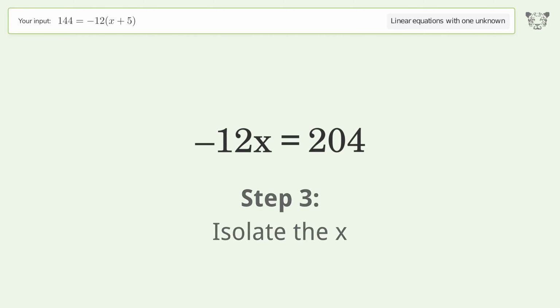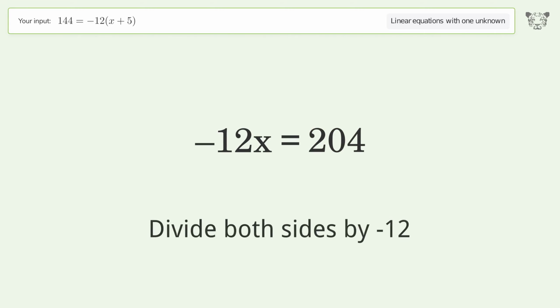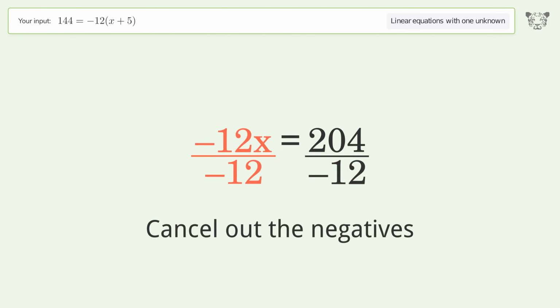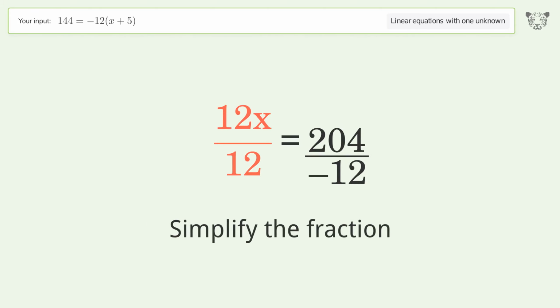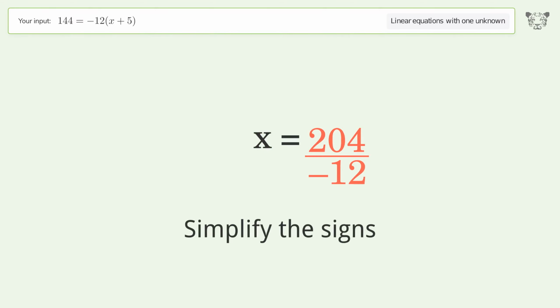Isolate the x. Divide both sides by -12. Cancel out the negatives. Simplify the fraction. Simplify the signs.